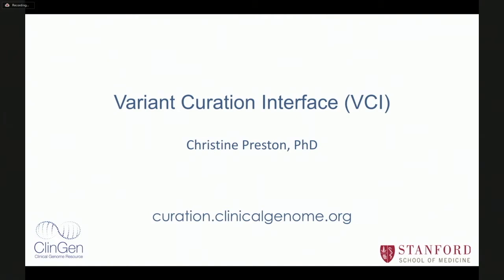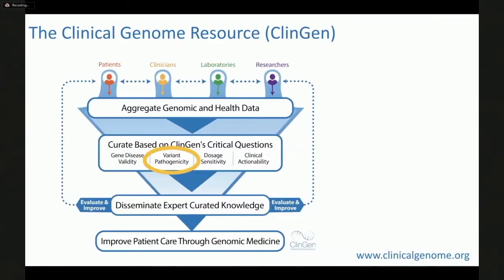So hello, everyone. My name is Christine Preston, and I'm delighted to be here to talk to you today about ClinGen's Variant Curation Interface, or the VCI as we call it. So the VCI platform is used by biocurators as part of the ClinGen variant curation process. And curation work is done in the VCI by approved ClinGen variant curation expert panels, or VCEPs, and this is then disseminated publicly. And I'll talk more about the dissemination part later on in this presentation.